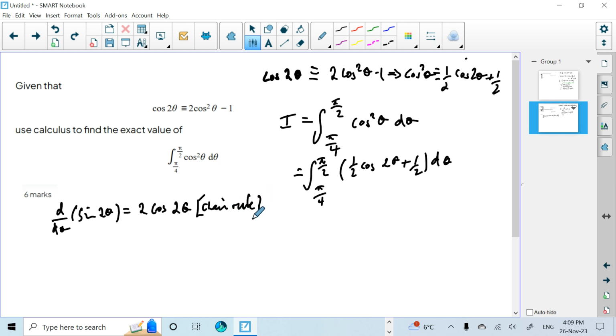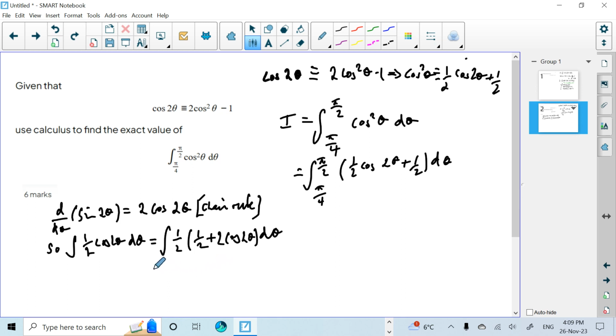Now, knowing this and using this, I can say the integral of a half cos 2 theta d theta will be equal to a half, and we need to compensate by, here's our compensation, a half, so half brackets, a half, plus 2 cos 2 theta, and of course d theta.